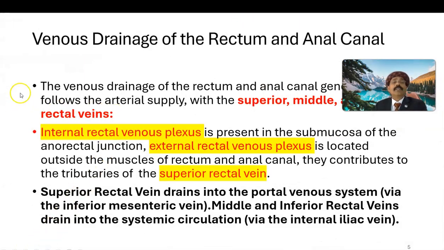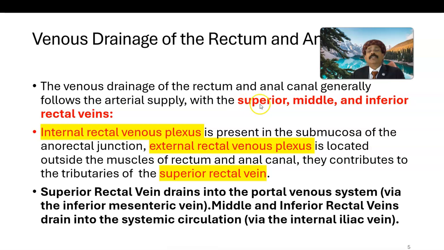Venous drainage. The venous drainage of the rectum and anal canal generally follows the arterial supply with the superior, middle, and inferior rectal veins. These veins provide the venous drainage of the rectum and anal canal. The internal rectal venous plexus is present in the submucosa of the anorectal junction. The external rectal venous plexus is located outside the muscle of the rectum and anal canal. They contribute to the tributaries of the superior rectal vein.